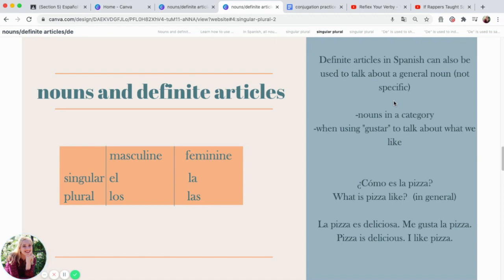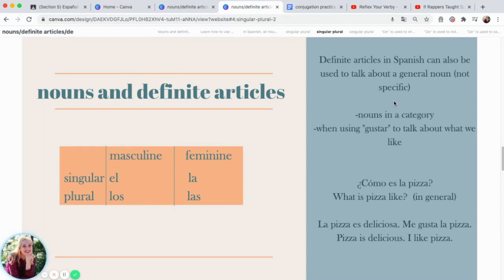An example of a specific noun in English is going to be the notebook. I'm talking about this specific notebook, right? A general noun would be a notebook. If I say I want a notebook, I'm not talking about a specific one. I'm talking about any notebook out there, any general notebook. So in English, we do use a different word if we're talking about a specific noun or a general noun. If it's specific, we say the pen versus a pen, any pen.